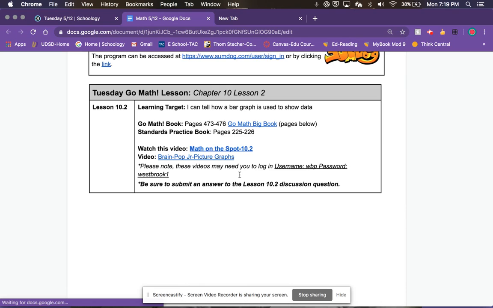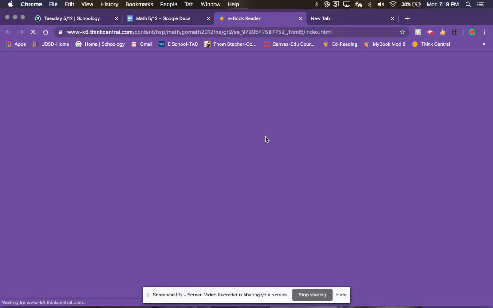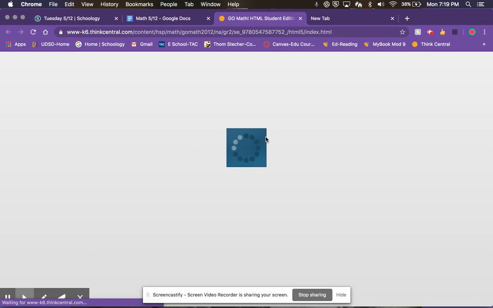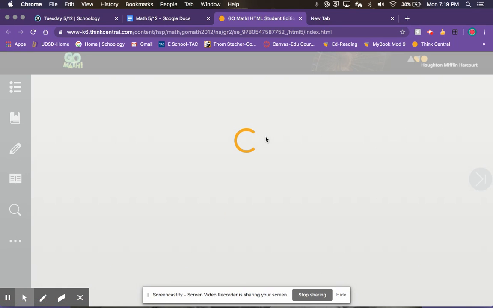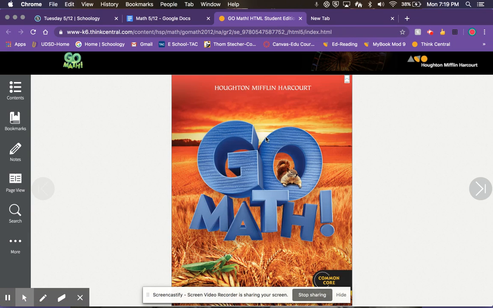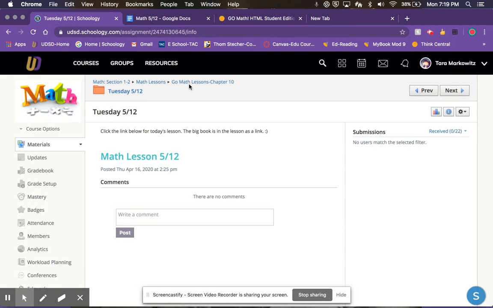You are working with bar graphs. Go Math Book is right here. If you click on this link, it'll open up. I also have each page shown in the math links. I took a picture and it says chapter 10 pages in this folder, and you can get them. I'll show you here.